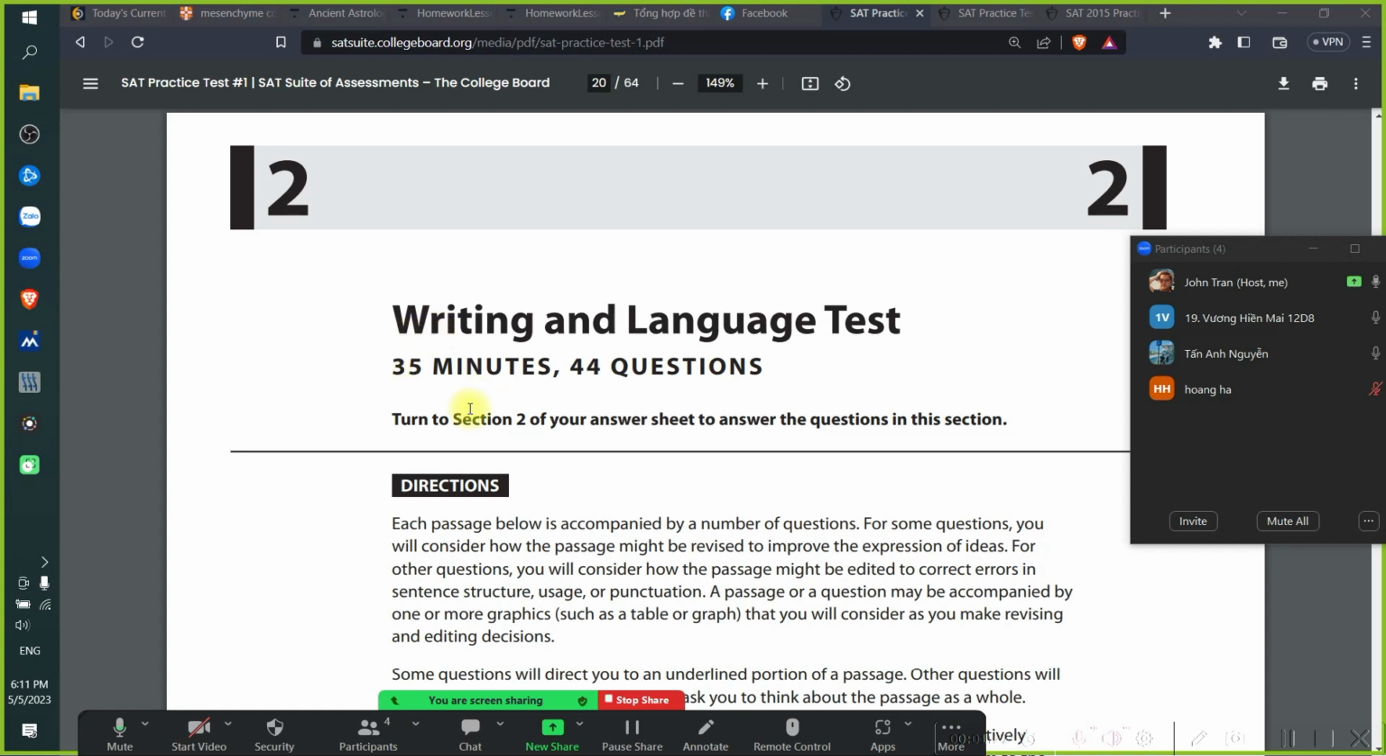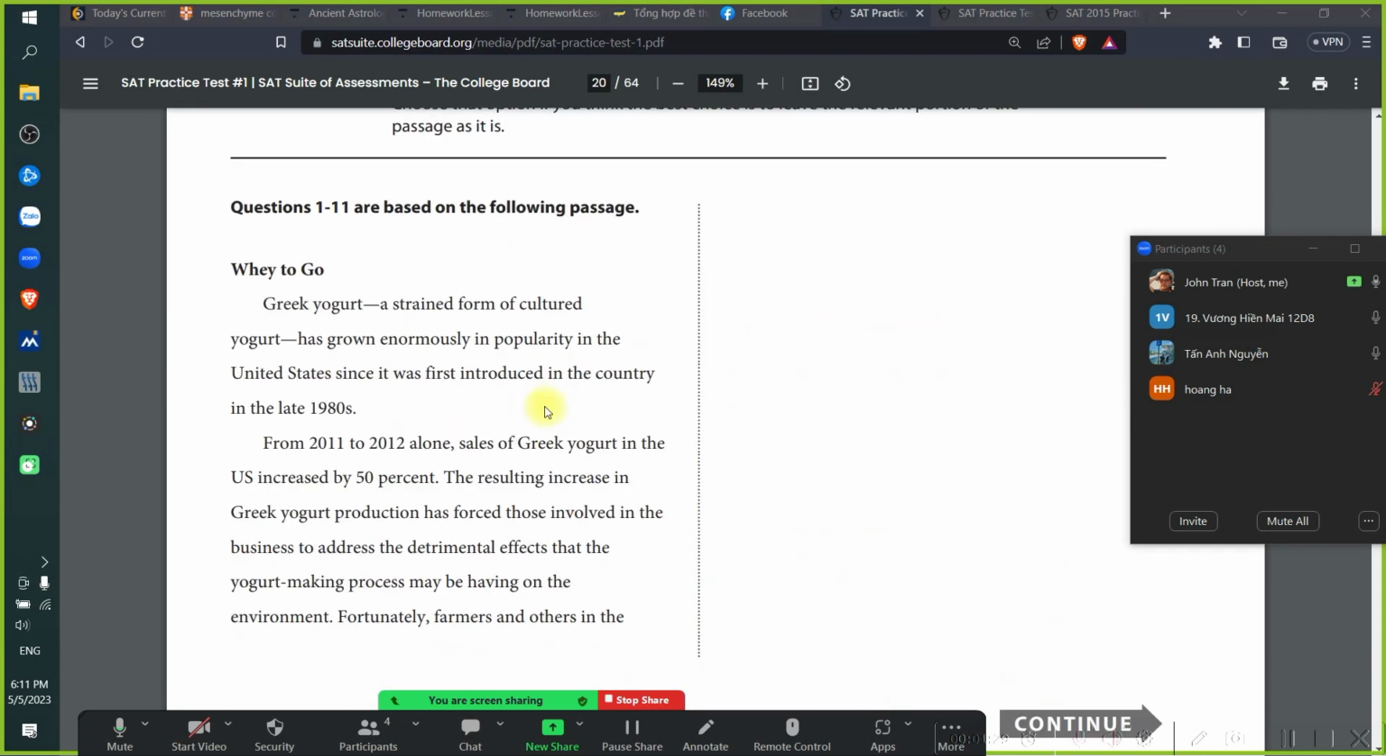But anyway, let's do this one now. Writing and language test. Okay, question 11. My students have already done this, so here they only ask for explanation.